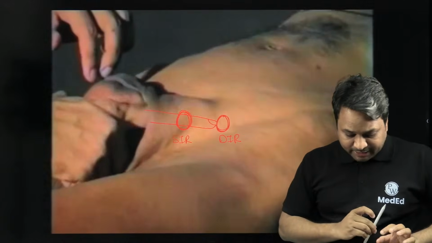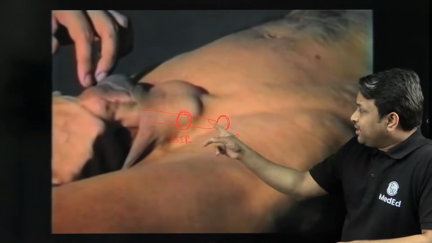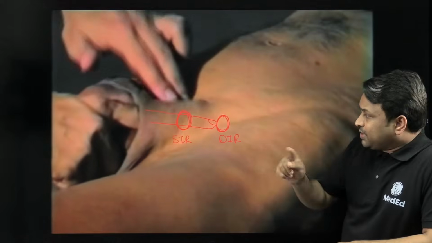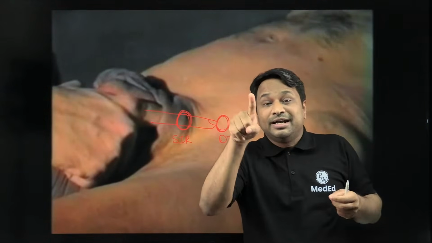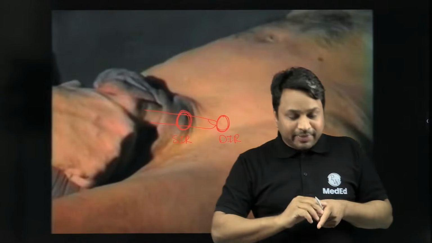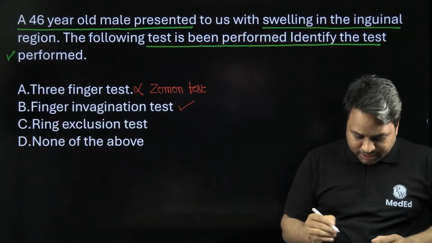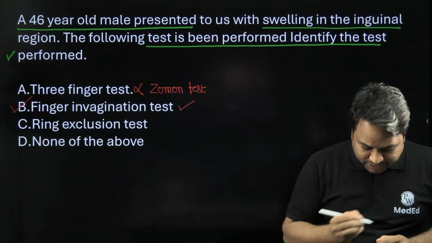I want you to observe it again. See, superficial inguinal ring, deep inguinal ring, I'm asking the patient to cough. Now you see the finger is moving. If the impulse is felt at the tip, it is your indirect. If it is felt at the pulp, it is your direct inguinal hernia. So the answer to this question is going to be your finger invagination test.